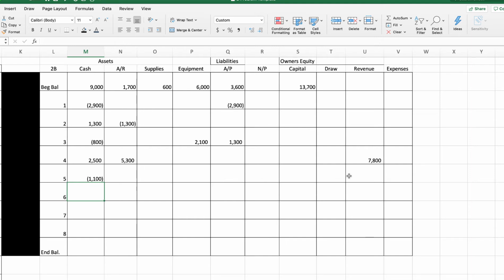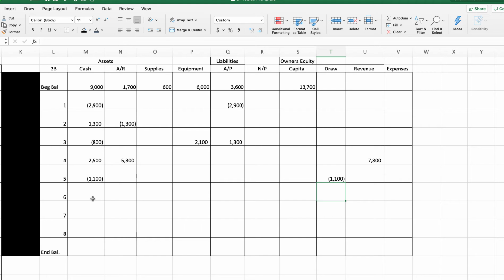Well, the owner took it out. That's going to be an owner's draw. And I'm going to subtract owner's draw by $1,100. Okay. After this transaction, the accounting equation is still in balance. Cash is going down, draw is going down.